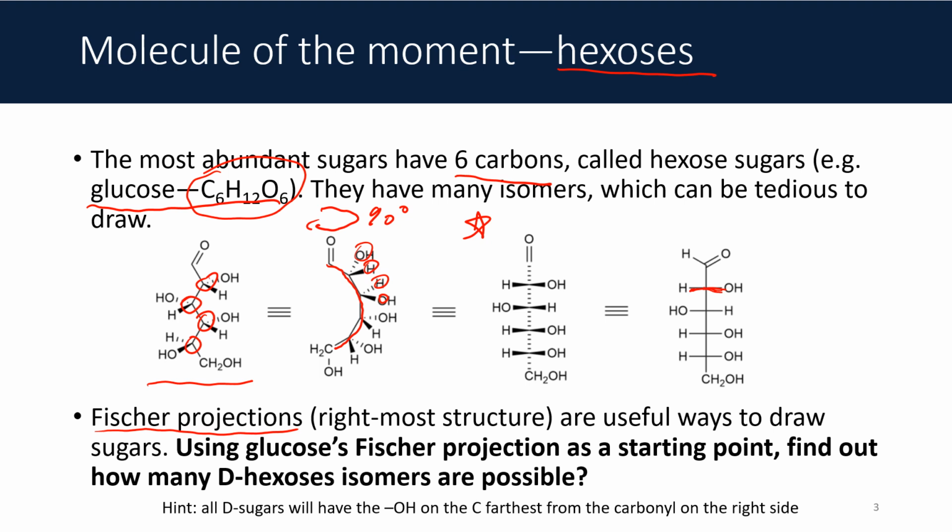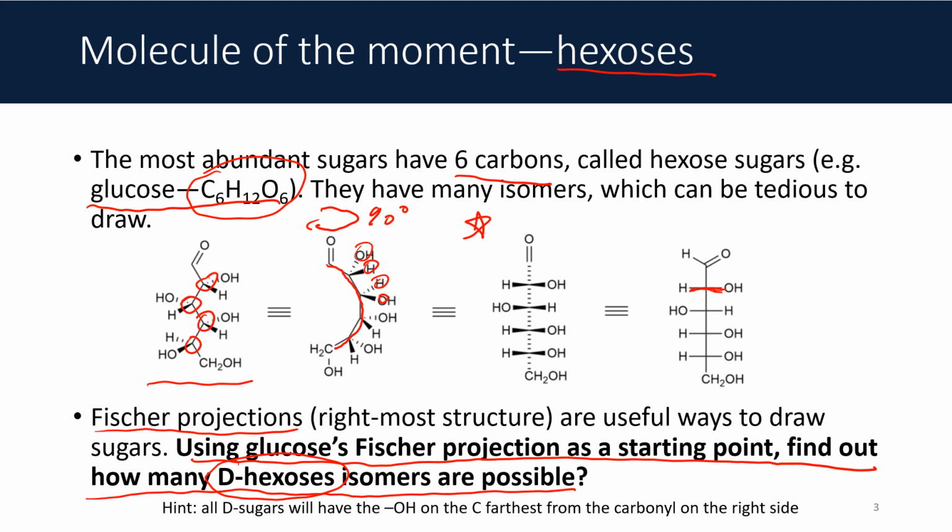Well, my challenge to you is this. Using glucose's Fischer projection as a starting point, I want you to find out how many dihexose isomers are possible. You can brute force this, or there's a way you can do a very simple mathematical formula to figure it out. There's many roads that lead to Rome, as they say. I want to emphasize, just to constrain the problem a little bit, pay attention to the dihexoses. Don't worry about the L for now.